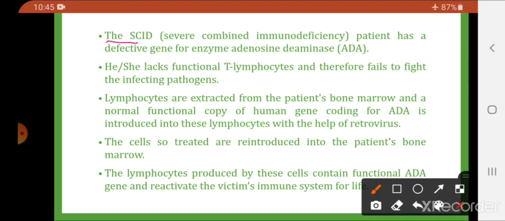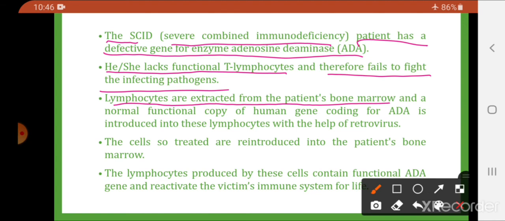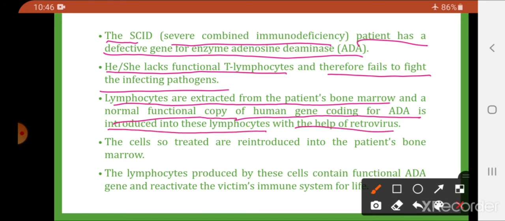The SCID, that is severe combined immunodeficiency patient, has a defective gene for enzyme adenosine deaminase. He or she lacks the functional T lymphocytes and fails to fight the infective pathogens. Lymphocytes are extracted from the patient's bone marrow and a normal functional copy of a human gene coding for ADA is introduced into these lymphocytes with the help of retrovirus.